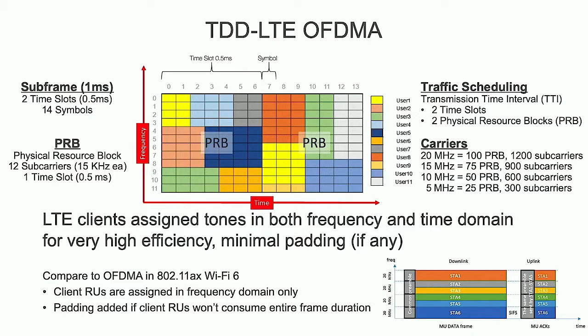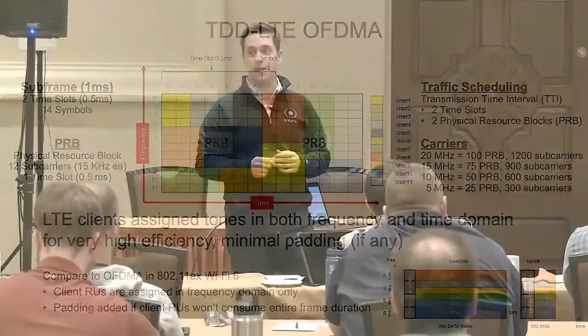So going left to right, maybe on the bottom there, you see the light green user using the last 3 subcarriers for a period of time, and then it switches to a different user. So there's very granular frequency and time-based scheduling. And this is one of the reasons why you may have heard LTE is more efficient than Wi-Fi. It can pack these user transmissions in tighter.